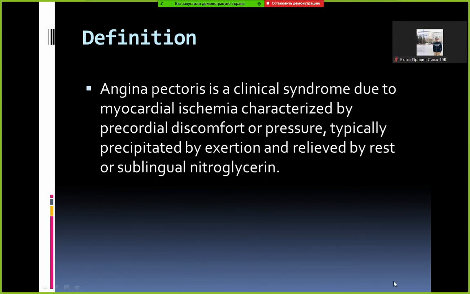So angina pectoris is a clinical syndrome due to myocardial ischemia characterized by precordial discomfort or pressure, typically precipitated by exertion and relieved by rest or sublingual nitroglycerin.